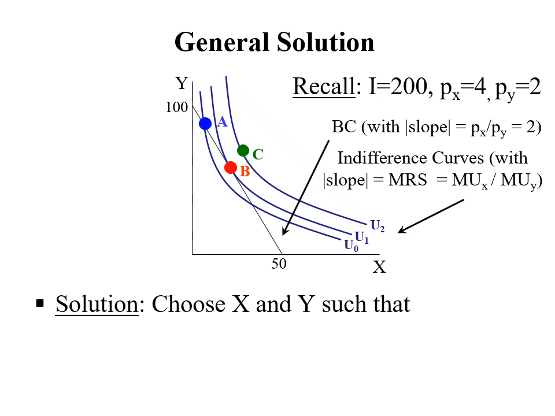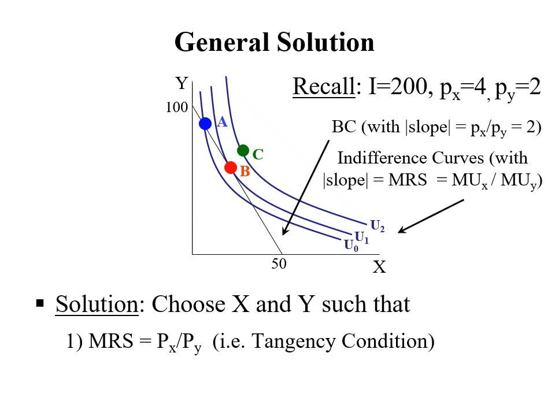So our solution is to choose points X and Y such that, number 1, the tangency condition holds. The tangency condition is that the slope of the indifference curve is equal to the slope of the budget constraint. Now, I always like to phrase that in absolute value terms. So the marginal rate of substitution, that's the absolute value of the slope of the indifference curve, is equal to the price ratio, which is the absolute value of the slope of the budget constraint. So those 2 things have to be equal, but we also need the budget constraint condition holding, which means that we have to be spending all of our income.